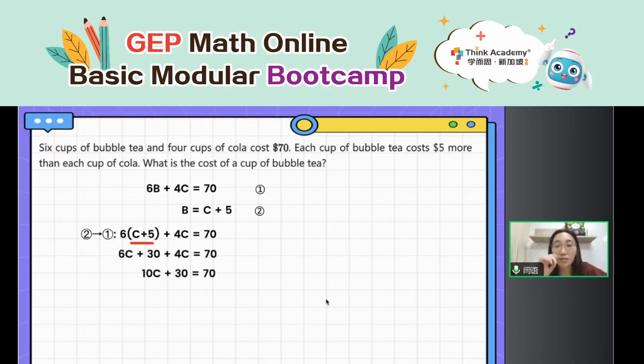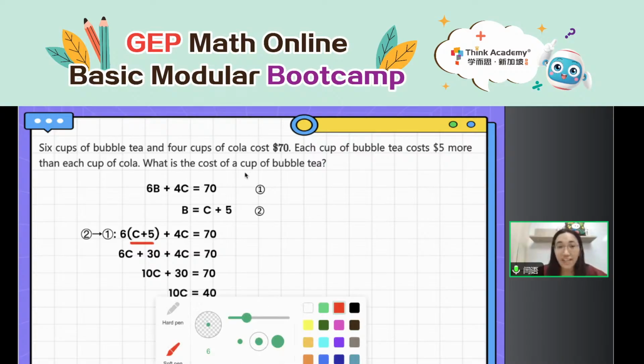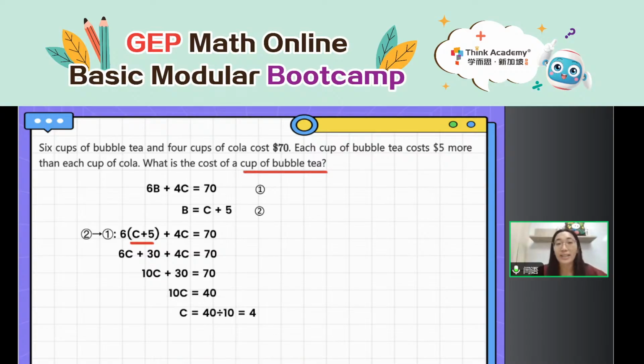Then following this, for the rest of the following part, I think it is quite easy. Now you see that we can figure out the price of 1 cup of cola, that is $4. But is 4 my final answer? No, because the question is asking what is the cost of 1 cup of bubble tea, okay? So there is still one more step. It should be B equals 4 plus 5. So the final answer should be 9, okay?